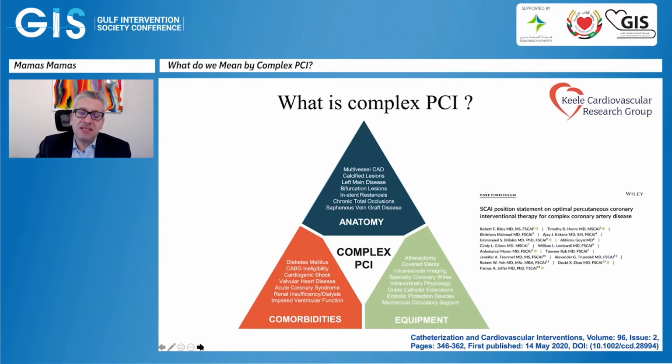So you might start to see immediately that we've developed the concept further from purely anatomical distribution of disease to a multifactorial consideration around anatomy, around the type of equipment and the nature of the lesions, but importantly around patient comorbidities to define what complex PCI is.